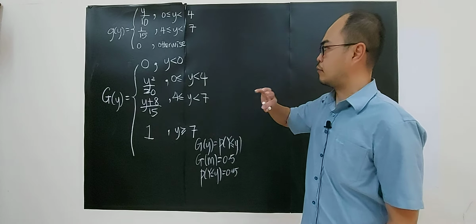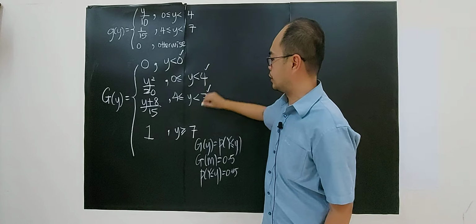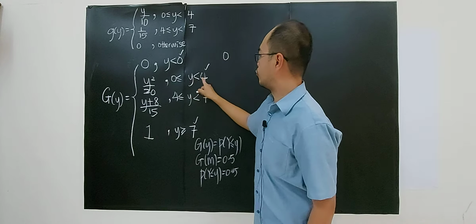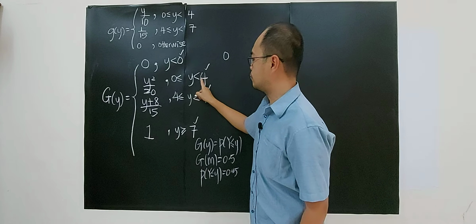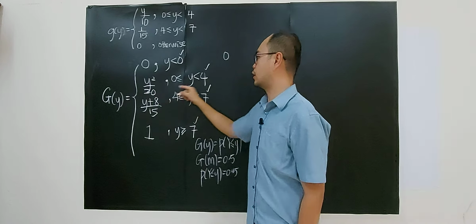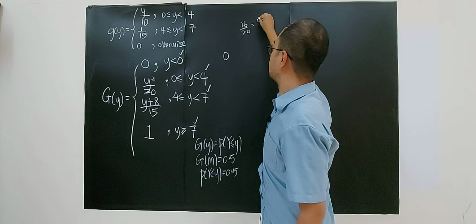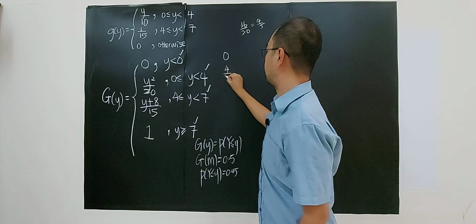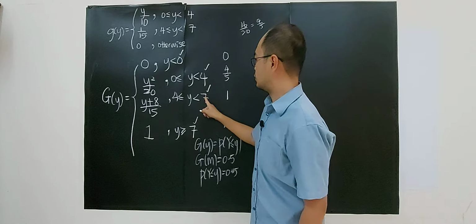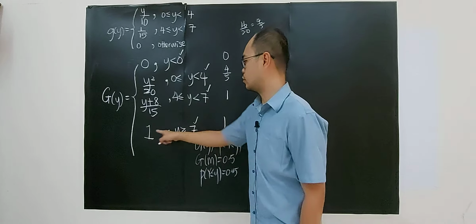So now how to find the median? Very simple. I have already taught you in the previous video. You just look at the upper limit of each interval. At 0, the value is 0. At 4, you substitute into the function, 4 squared over 20, which is 16 over 20, which is 4 over 5. And at 7, you substitute 7 plus 8, 15 over 15, and you are getting 1. And here also 1.